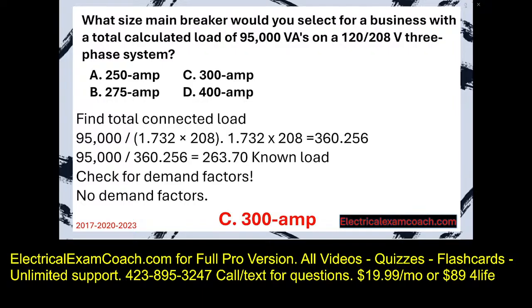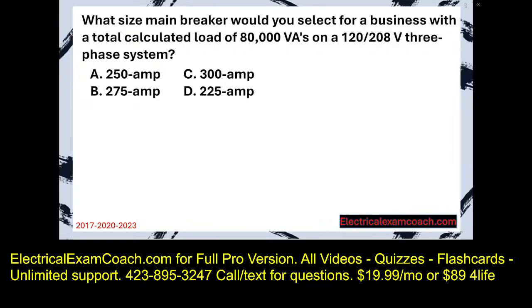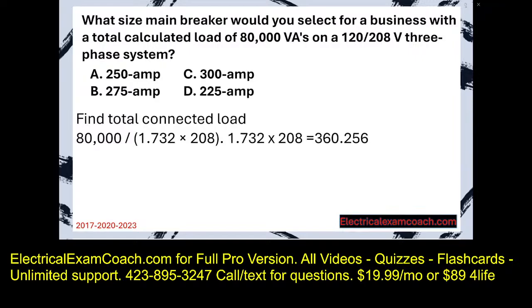Let's get to it. What size main breaker would you select for a business with a total calculated load of 80,000 VAs on a 120/208 three-phase system? Step 1, find our total connected load. In this case, they've done the work for us. They've given us the 80,000. Now all we have to do is divide.